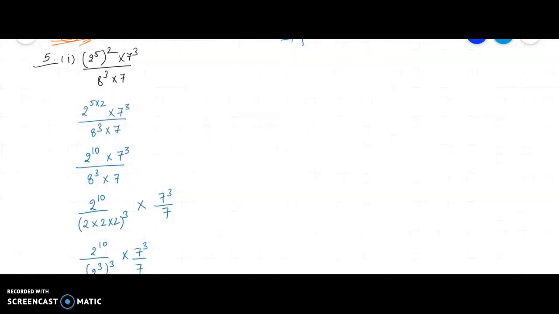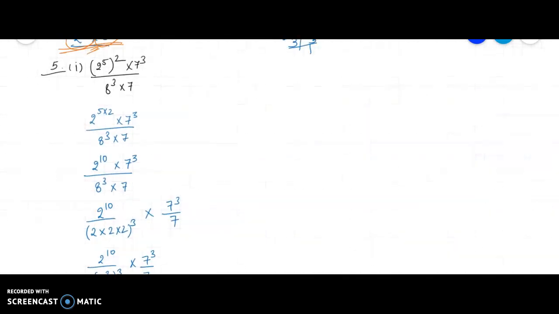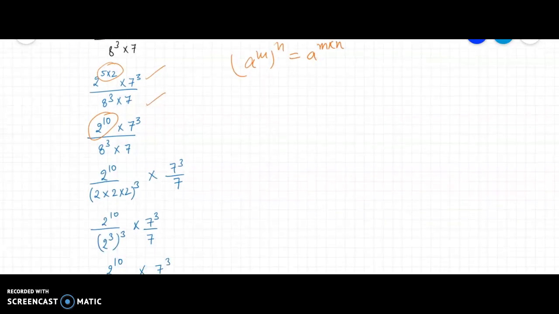And question 5 part first, we need to simplify it. So for this, I'll again use the law that you know, a to the power m to the power n is equal to a to the power m multiplied by n. So I have multiplied 5 and 2 here. 2 raised to the power, this will become 10. 2 raised to the power 10, and this is left like this only. This is again left like this only.